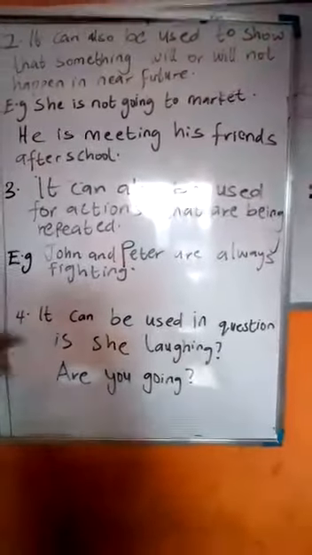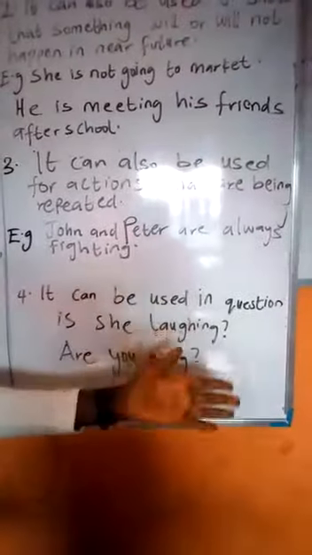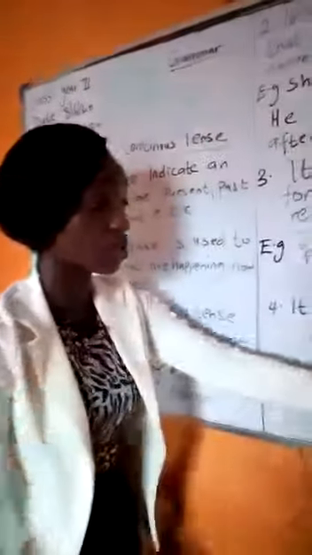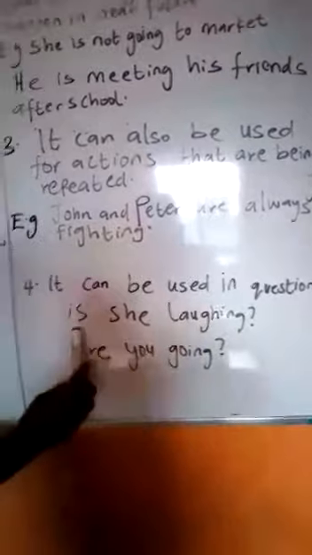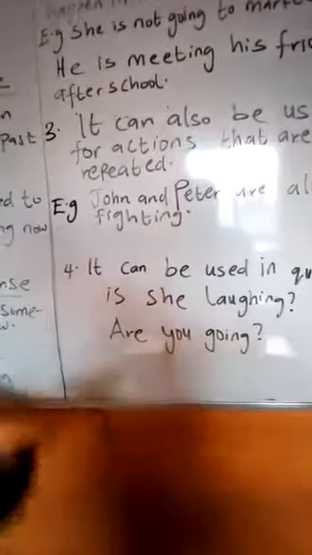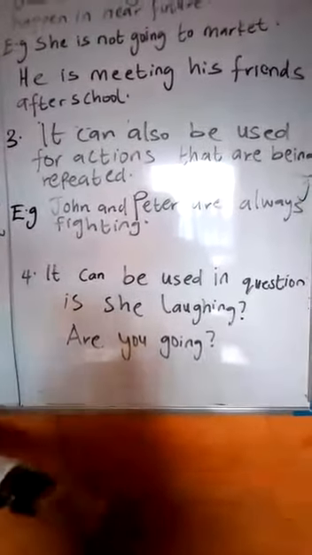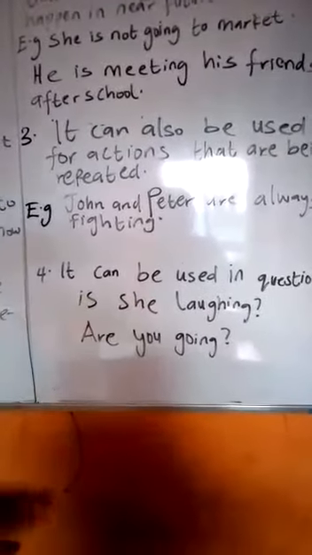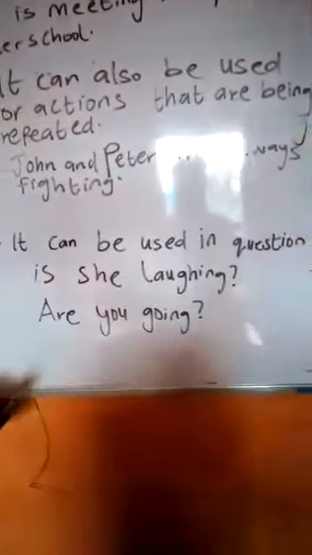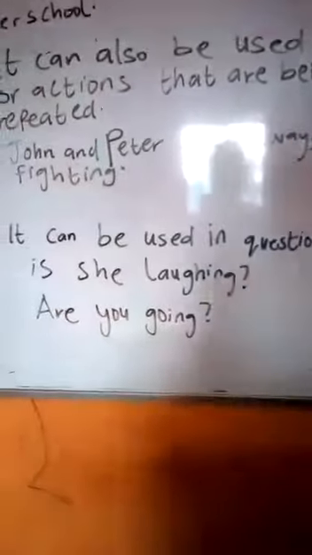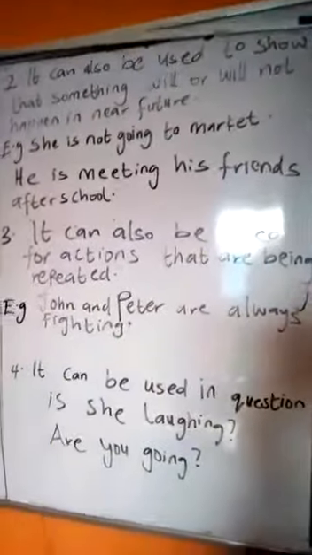Is that okay? So lastly, it can be used in question. Okay, what is a question? I want to ask a question. Any sentence that has a question mark is what? Good. So let's see. It can be used in question. Is she laughing? Present continuous is asking. Is she laughing? Good. Are you going? Have I gone? Am I going now? Will I go? This is a question. Are you going? So present continuous has various uses. Is that okay? So I believe you understood what you were taught about present continuous tense.